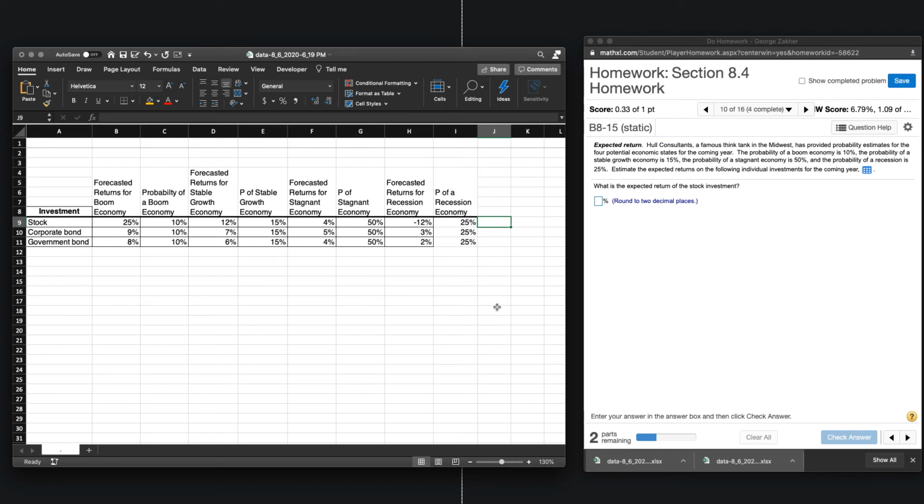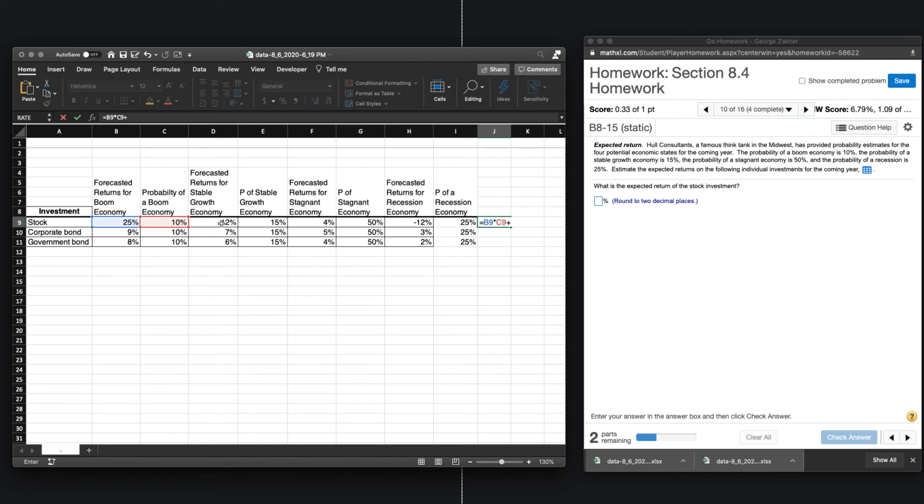So let's just look at our stock, for instance. In other words, we're trying to figure out what's the expected return just in the boom economy, okay? We're going to take that 25% times our 10%, okay? So 25 times 10%, okay? But remember, there are more situations that can occur, okay? So remember, we always have to include all different types of circumstances, or in this case, all different types of economies that might happen.